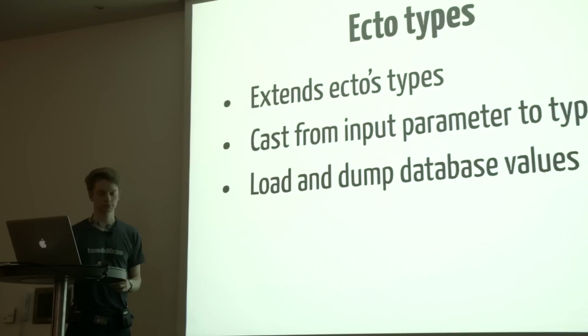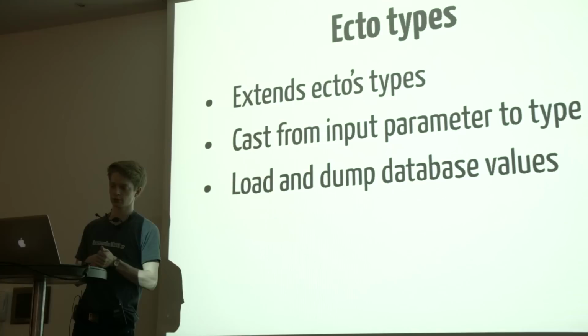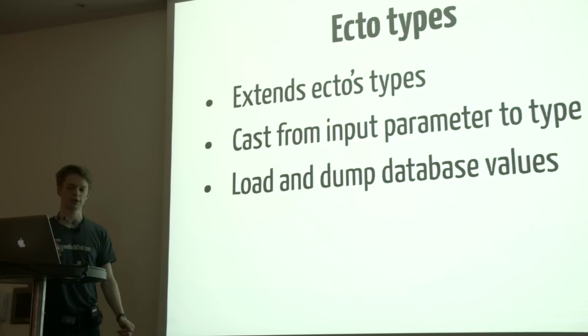So Ecto comes with a bunch of types that it supports out of the box, like strings, integers, binaries, arrays, and so on. But you can extend this with your own custom types. And this is how we do. This is how we can cast input parameters. We also need to say how to load and dump those to the database.